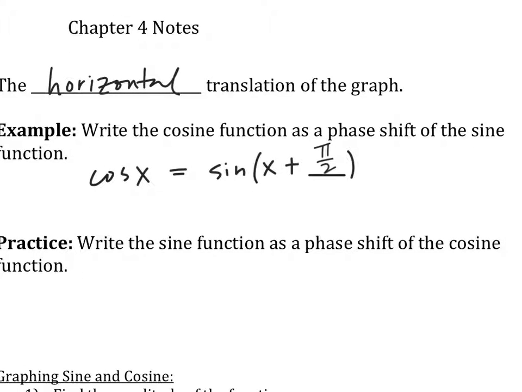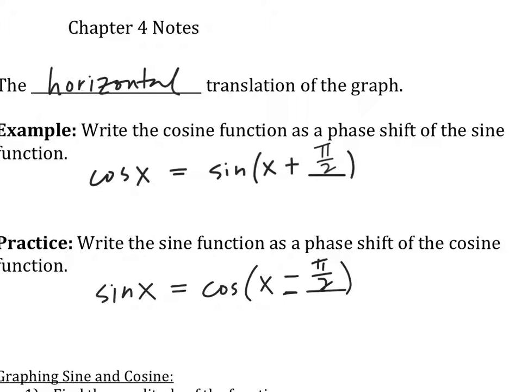All right, next one, you can do the practice. Write the sine function as a phase shift of the cosine function. So sine is equal to cosine plus what? Or minus what? How do you move the cosine graph so it looks like the sine graph? You're going to have to look at your sine and cosine graph. We move cosine so that it looks like sine. Yeah, minus pi over 2.